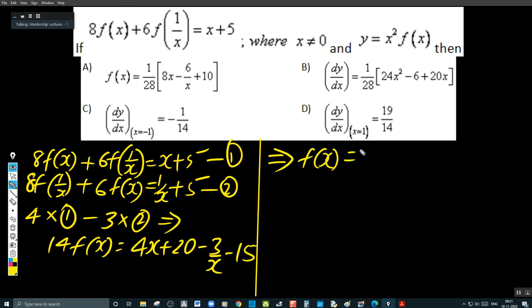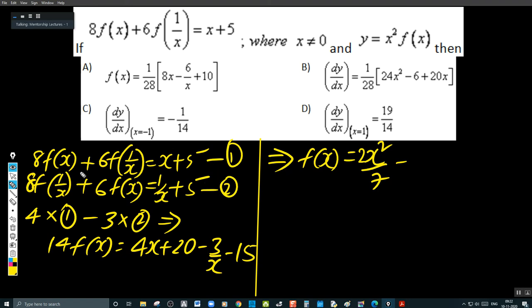F of x is equal to 4x squared by 14. Sir, f dash of -1 is 0, so C is wrong. Okay. Plus 5 by, we have taken LCM there. Let us keep it like that only.